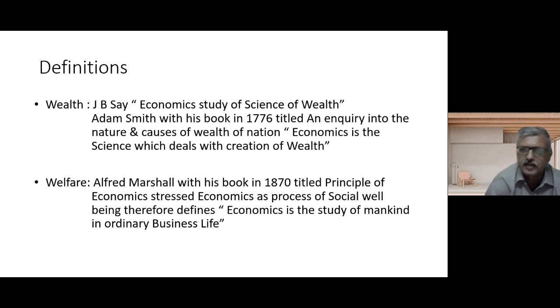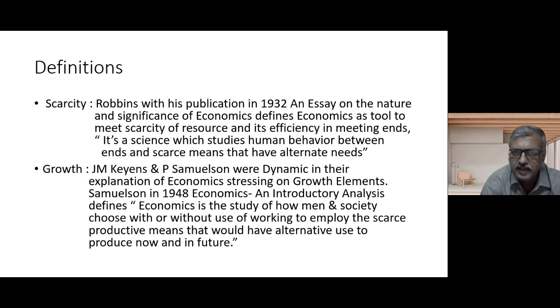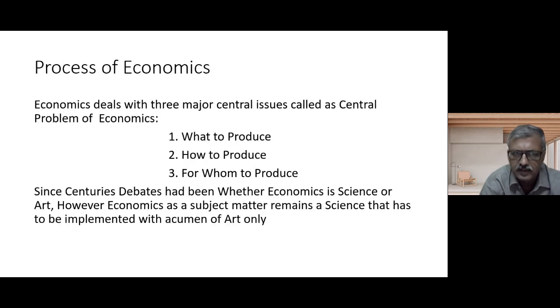So you must remember the names of all these gentlemen. You should also remember the books or the work that they have published. So these are the things that we discussed last time, the detailed definition of all the four different types of definition of economics: growth, wealth, scarcity, and welfare, and the contribution of the respective economists by their work. Then we talked about what is the process of economics. The process of economics revolves around finding the solution of three basic questions, which are also called the central problems of economics: what to produce, how to produce, and for whom to produce.